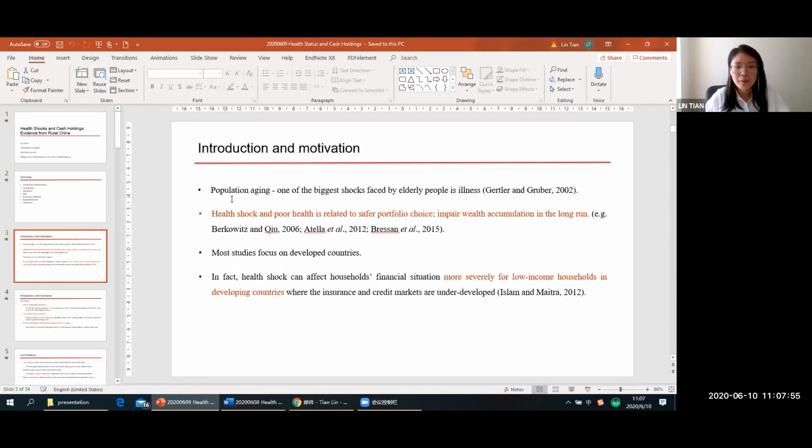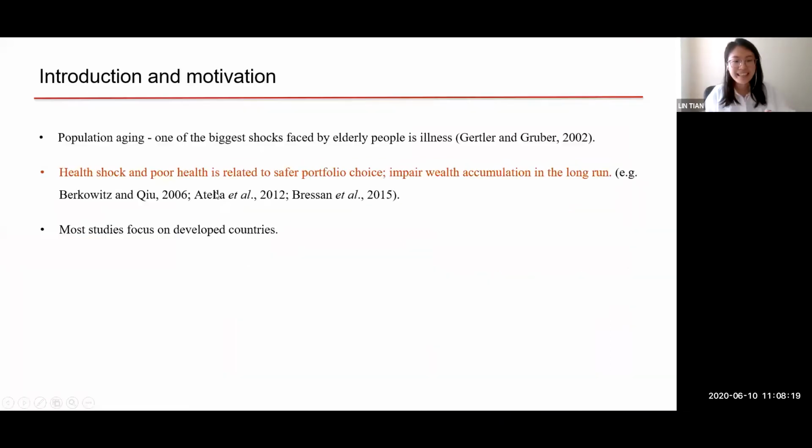So as we know, population aging has become a major challenge globally, and one of the biggest shocks faced by elderly people is illness. And this has attracted a lot of attention from policymakers and scholars about the economic implications of health shock and poor health. So prior studies have shown that health shock and poor health is related to safer portfolio choice.